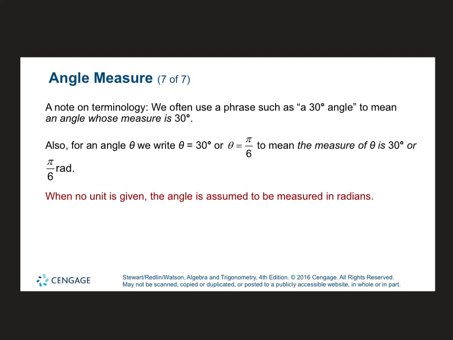Questions? It says, a note on terminology. We often use a phrase such as a 30-degree angle to mean the angle whose measure is 30 degrees, all right? If you guys notice this, do you see how it says theta is 30 degrees or theta is pi over 6? You guys should be able to understand that this is in degree measurement. Why do you know this is in degree? Because of the little degree sign. Why do you know that this is in radians? Because there's a pi in it, right?